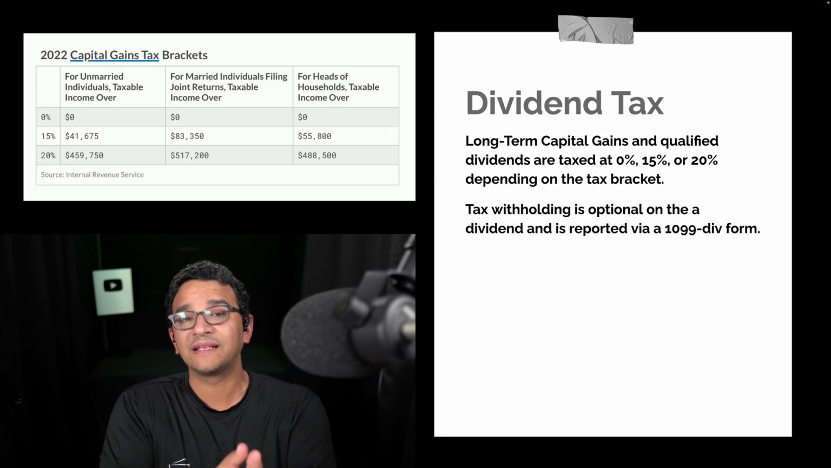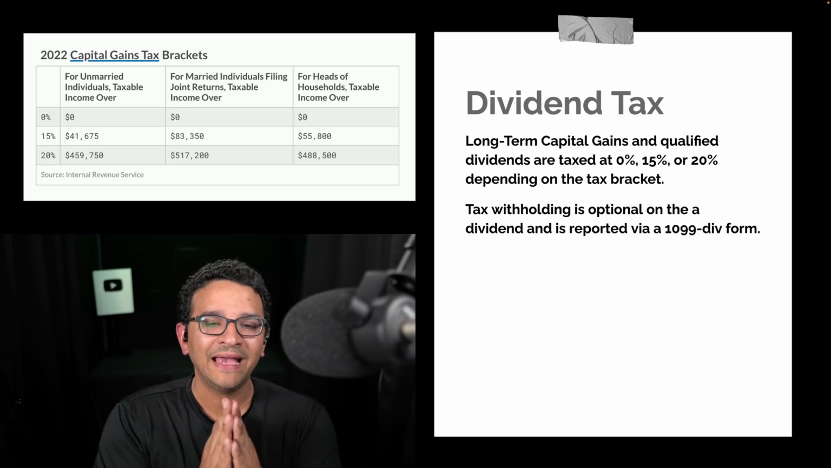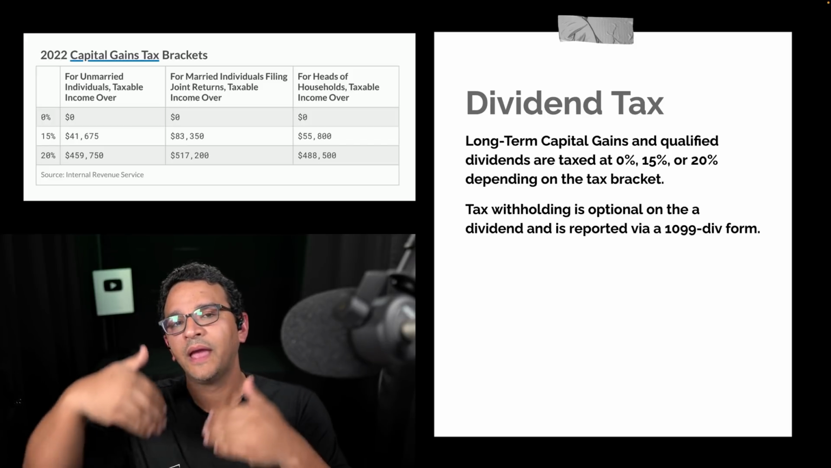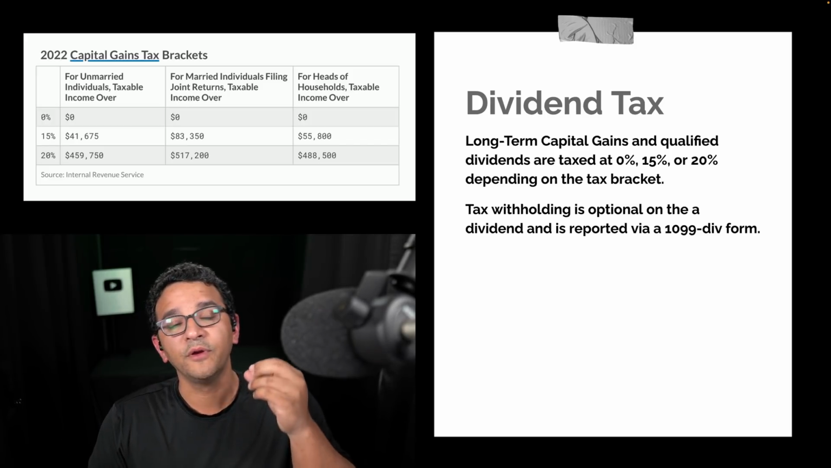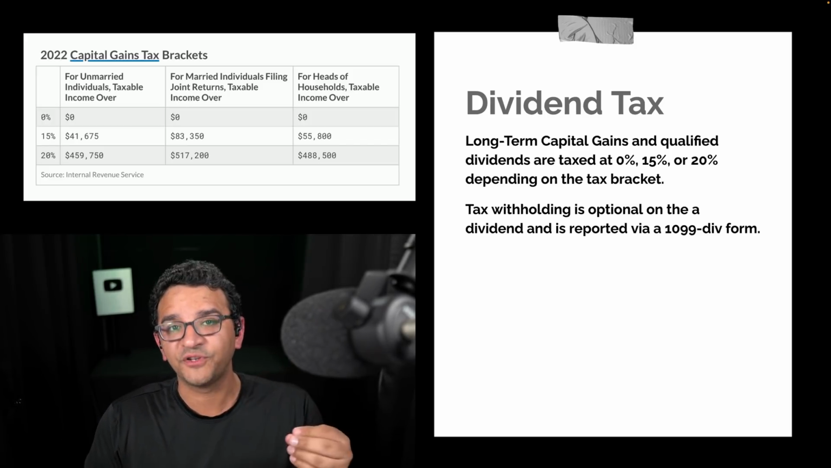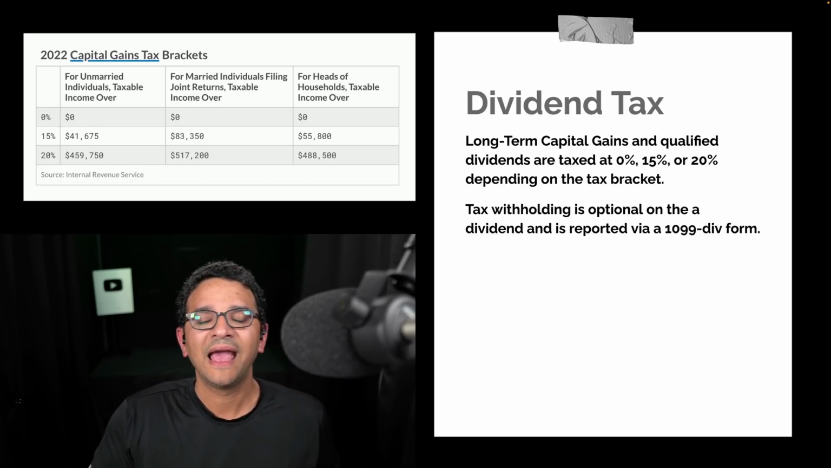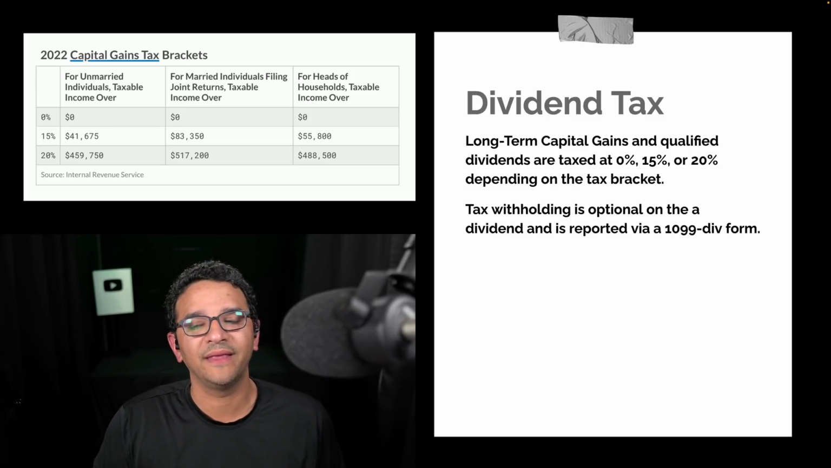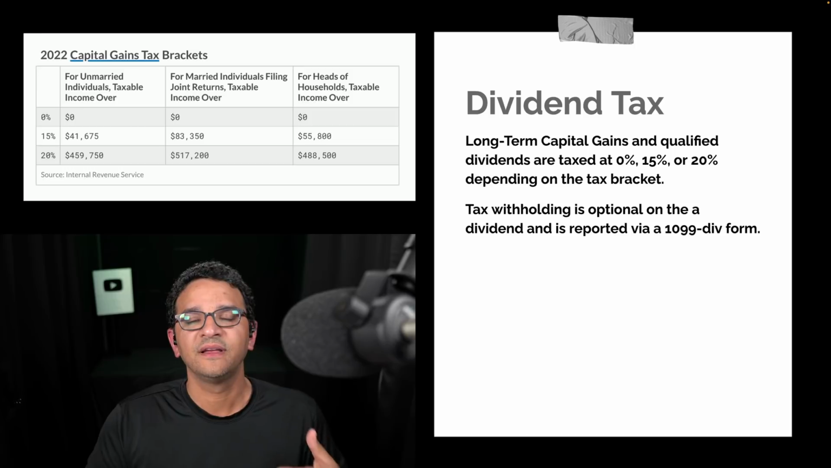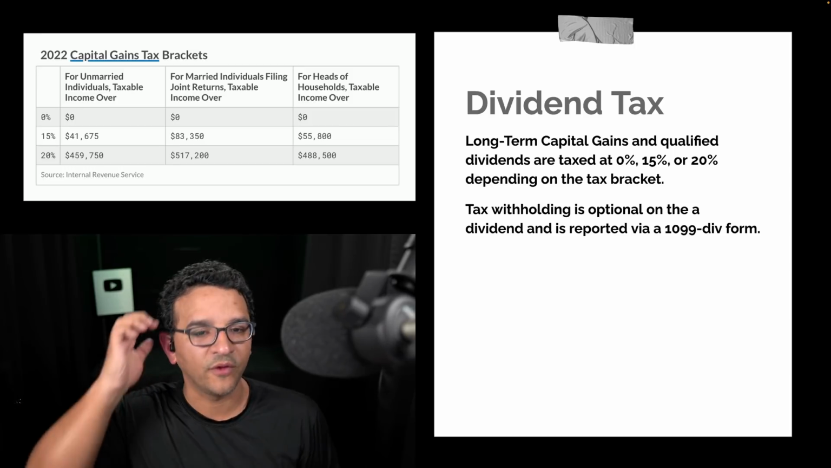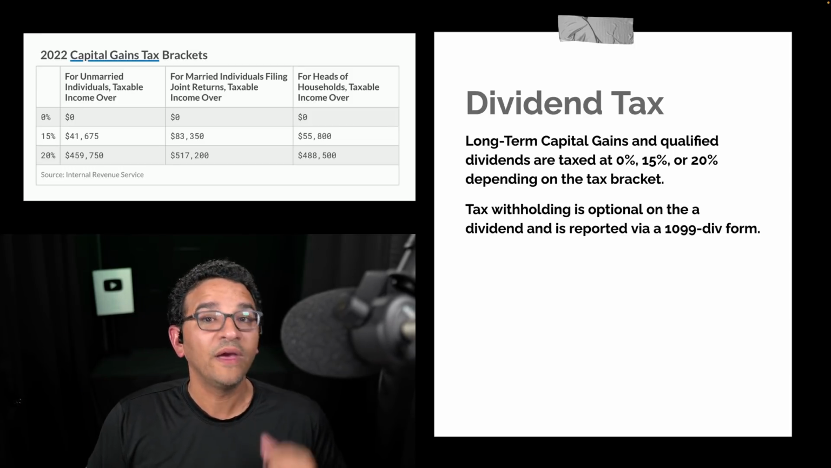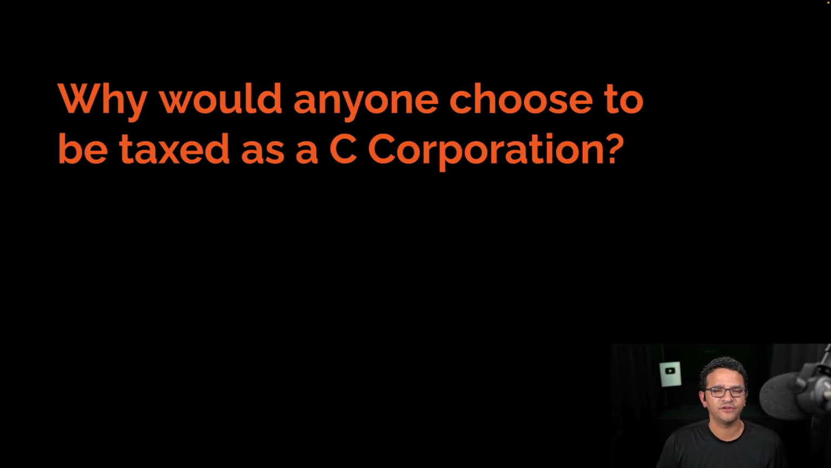Okay, so as I mentioned earlier, if you have an LLC converted to a C Corp and you pay yourself a dividend, you have the option to withhold some tax, and that withholding gets paid and gets reported in a Form 1099-DIV. You don't have to do it. Most people don't do it. But if you do want to withhold some tax through that dividend, you're allowed to do that with a dividend for a C corporation.